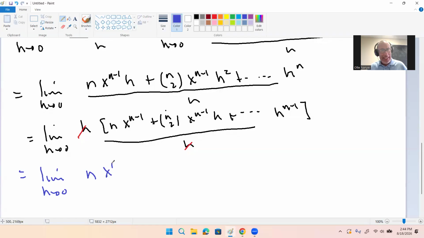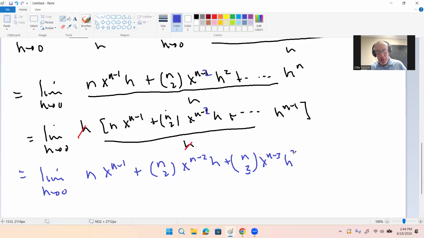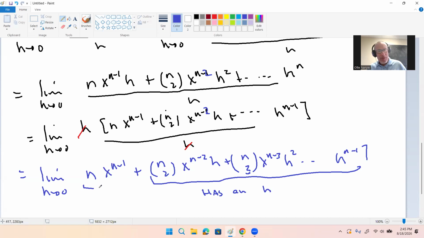We have n x to the n minus 1, plus n choose 2, x to the n minus 2, oh, sorry, my bad, h, plus, I'll do one more here, n choose 3, x to the n minus 3, h squared, all the way out to h to the n minus 1. Now notice, every single one of these terms has an h. This one, there's no h.